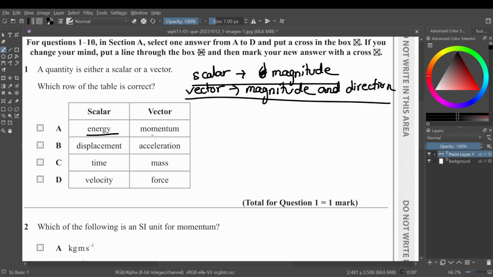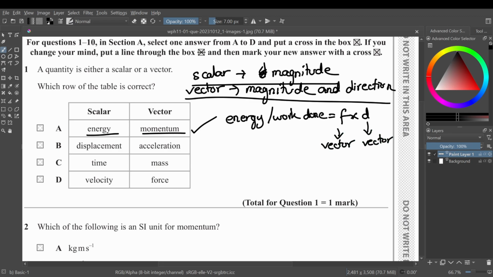Option number A says energy as scalar and momentum as vector. This is actually correct. Let me explain why. Energy, or you could say the work done, is force into displacement. These are both vector quantities, right? I will explain in a bit why force and displacement are vector quantities. For now, just know that force and displacement are vector quantities. And when you multiply two vector quantities, they always result in a scalar quantity, right? Remember that.